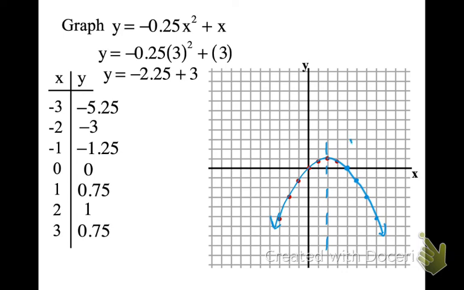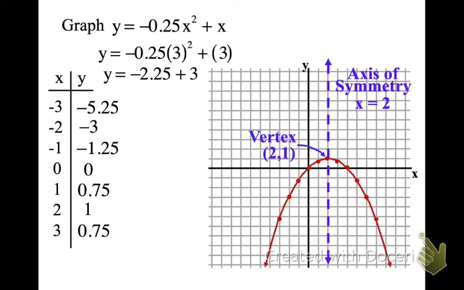Okay, and so my vertex is 2, 1, and my axis of symmetry, my AOS, goes through positive 2. Notice it's the same thing as the x. All right. And that, my friends, is our lesson.